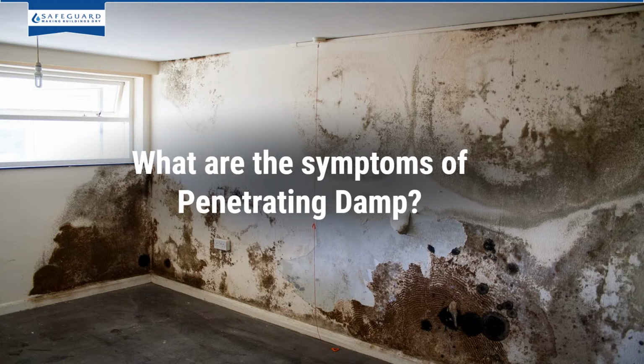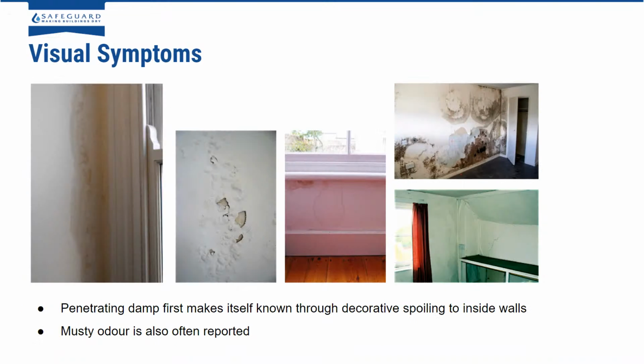So the main symptoms of penetrating damp. There are quite a few visual symptoms. As you can see through these pictures, quite a lot of times you'll see some form of decorative spoiling on the inside of the wall. It can be quite common to be seen around window sills. Anywhere where there's basically a window, you can quite commonly find penetrating damp. And any musty odour is quite common as well.